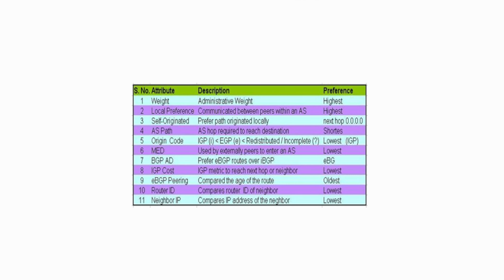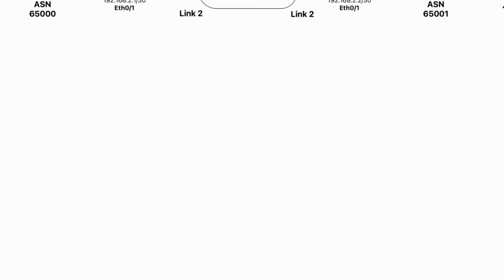So here's a picture of all the BGP known attributes in order. And as you can see, the weight and the local preference have the highest preference of all the others. So for example, if you configure weight and a local preference inside your own router, the one that has the weight configured is going to be preferred over the local preference.